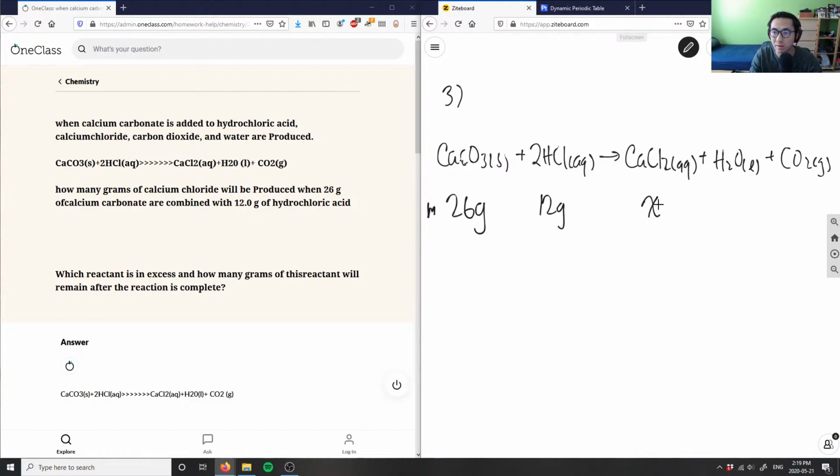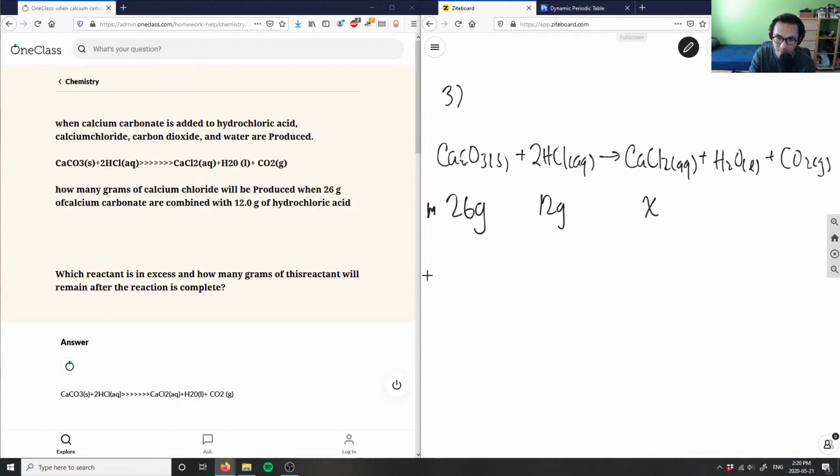This here is going to be my unknown. So I want to find the mass of calcium chloride, or sorry, grams of calcium chloride, yes. So I have a mass here. What I want to find here is which of these guys is the limiting reagent, and then that will determine how much mass we're going to make here.